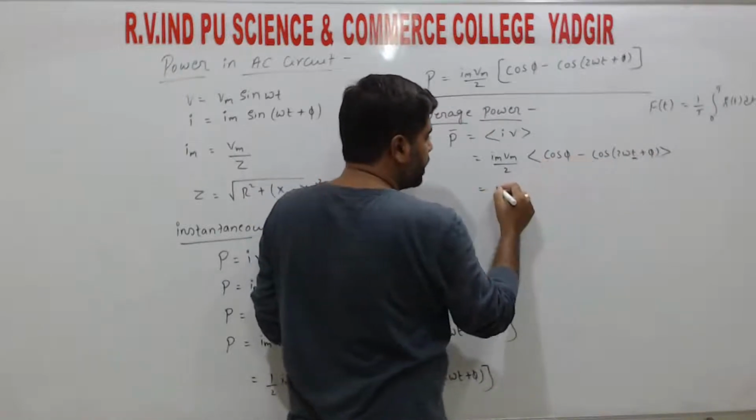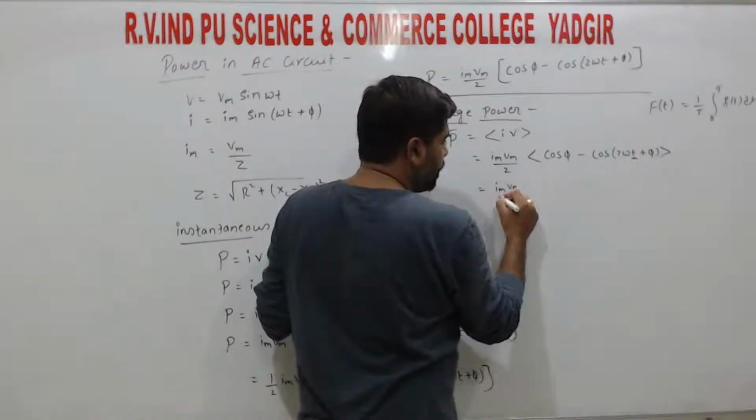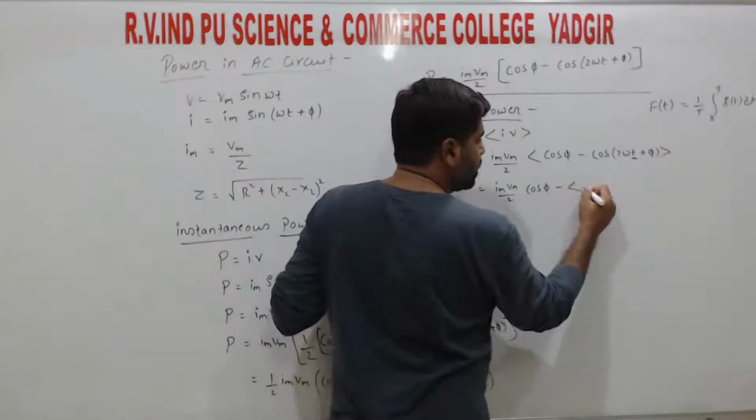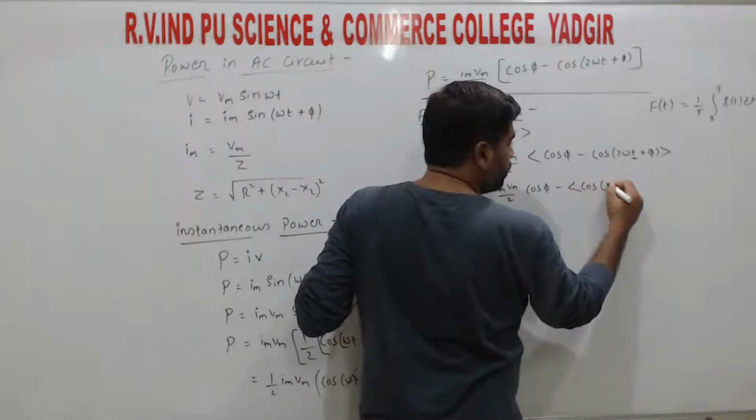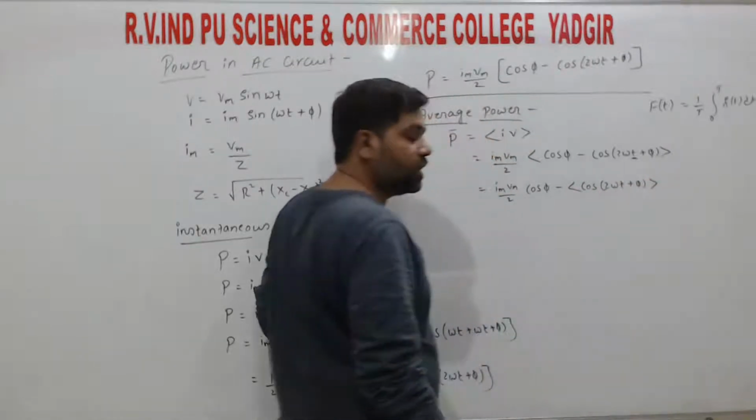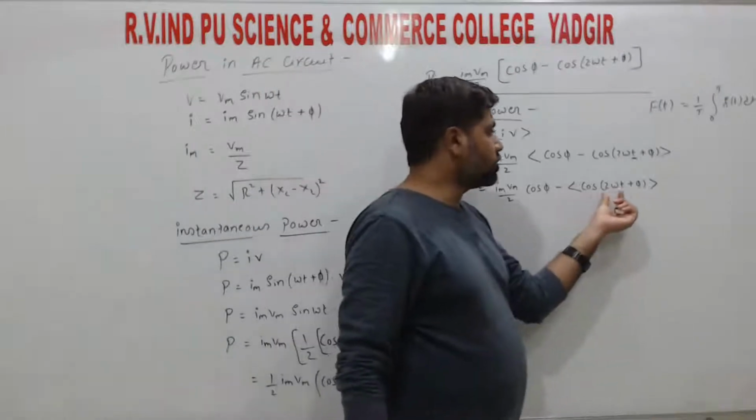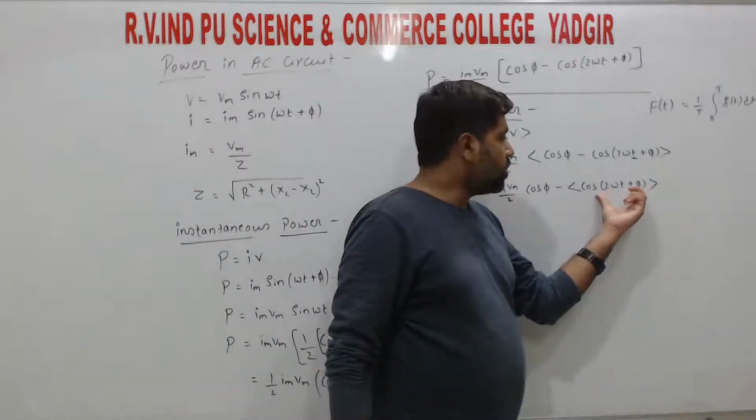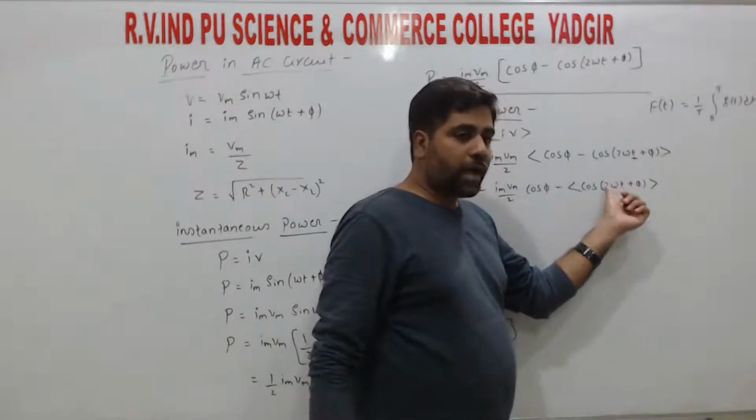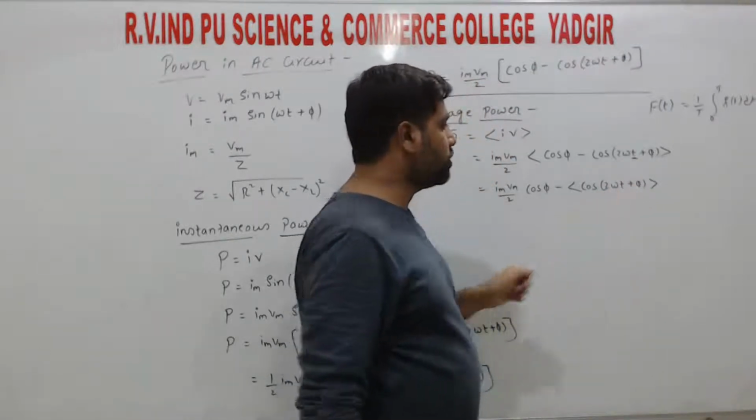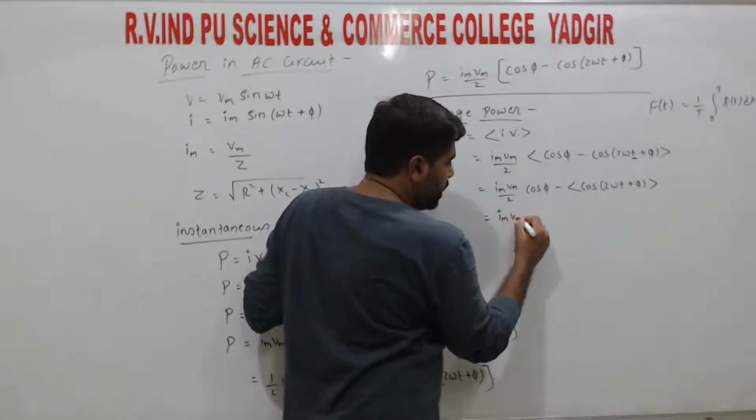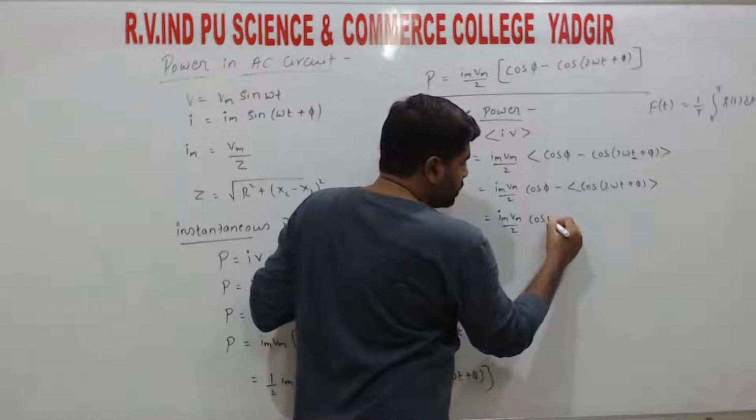This is constant, and again this is constant, so we can take Im Vm by 2 outside: cos phi minus the average of cos of 2 omega t plus phi. In the previous case, we found that the average value of cos of 2 omega t is 0. So here also the average value is 0, and we can substitute it as 0. So we get Im Vm by 2 cos phi.